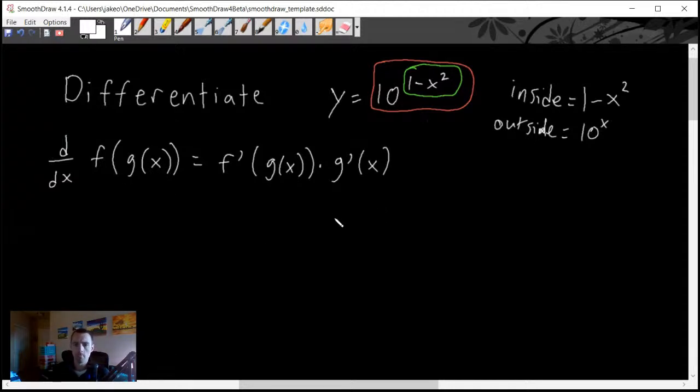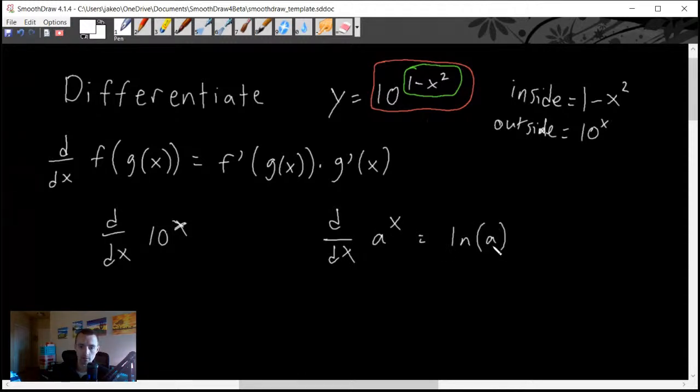So back to chain rule. Chain rule says we're going to take the derivative of our outside function, so the derivative of 10 to the x. First thing we need to figure out is, what's the derivative of 10 to the x? Well, 10 to the x is a very specific type of derivative, where if we have the derivative of some constant raised up to our x power, this is just going to be the natural log of that constant base, times that base to the x power. So basically, it's this same thing, a to the x, and then we just multiply it by natural log of a.